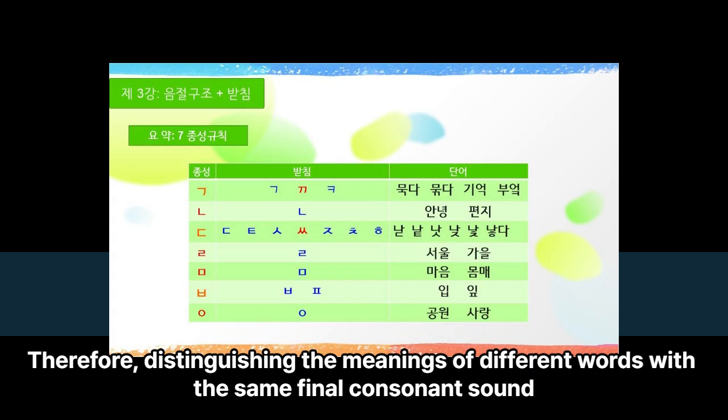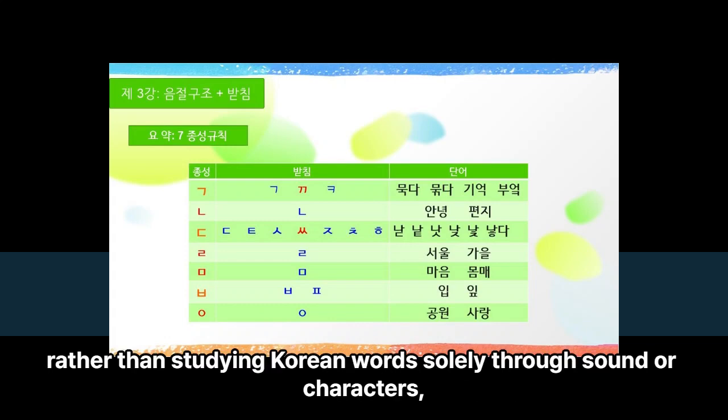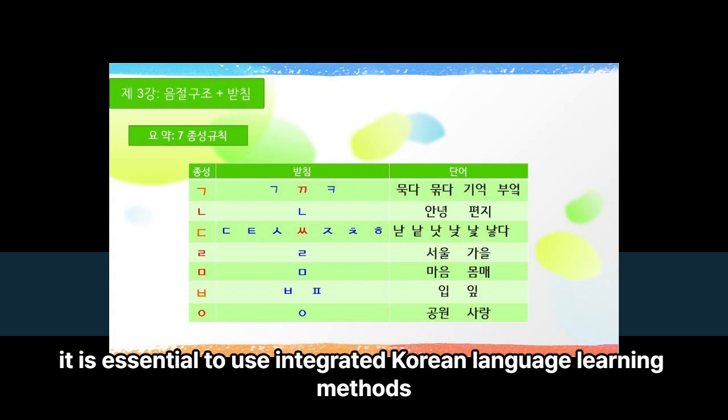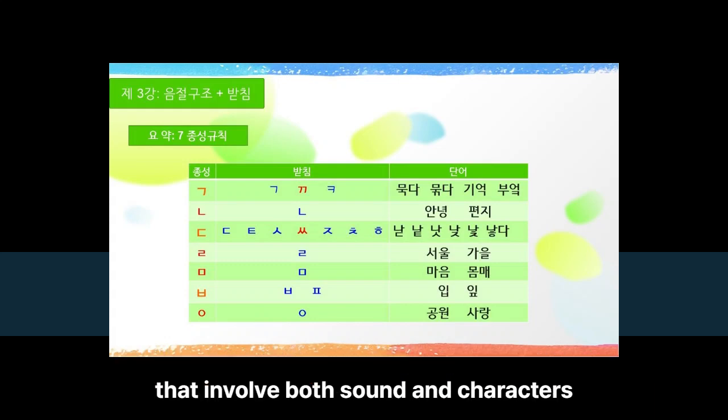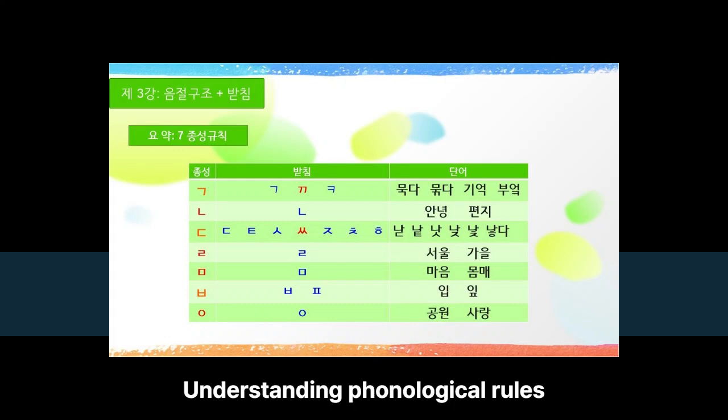Therefore, distinguishing the meanings of different words with the same final consonant sound depends on context or conversation. That is, rather than studying Korean words solely through sound or characters, it is essential to use integrated Korean language learning methods that involve both sound and characters, especially focusing on the relationship between characters and final consonants. Understanding phonological rules is crucial to comprehend sound changes according to these rules.